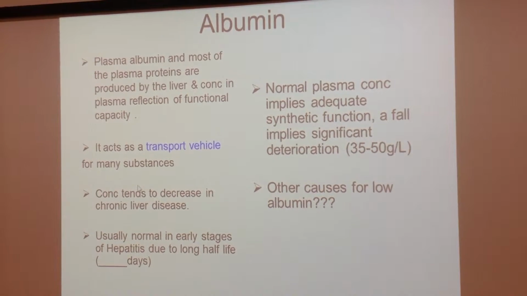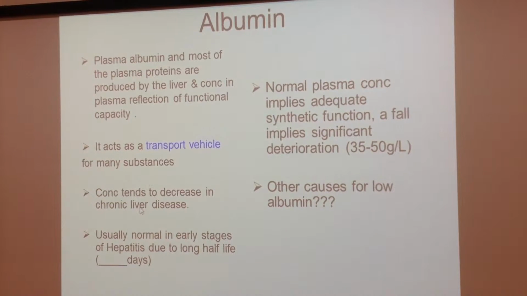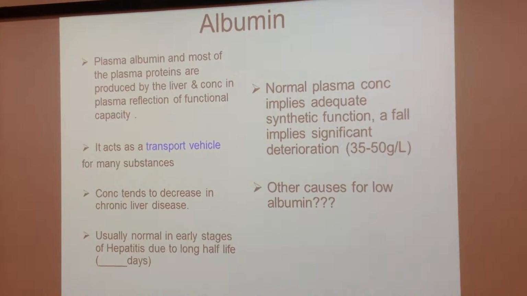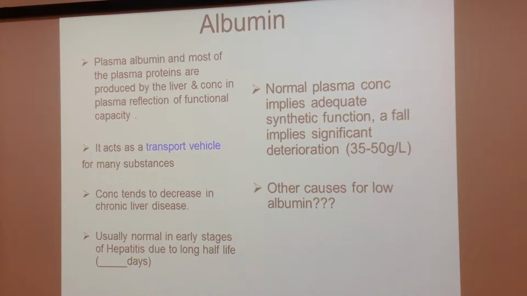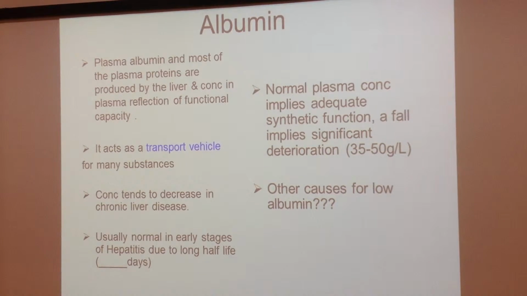Albumin is not particularly good because the concentration only goes down in chronic conditions. Chronic diseases, albumin levels will decrease. And that is due to its half-life. And the half-life of albumin is about 21 days. So every 21 days, the levels of albumin can decrease if there's an underlying chronic condition present.